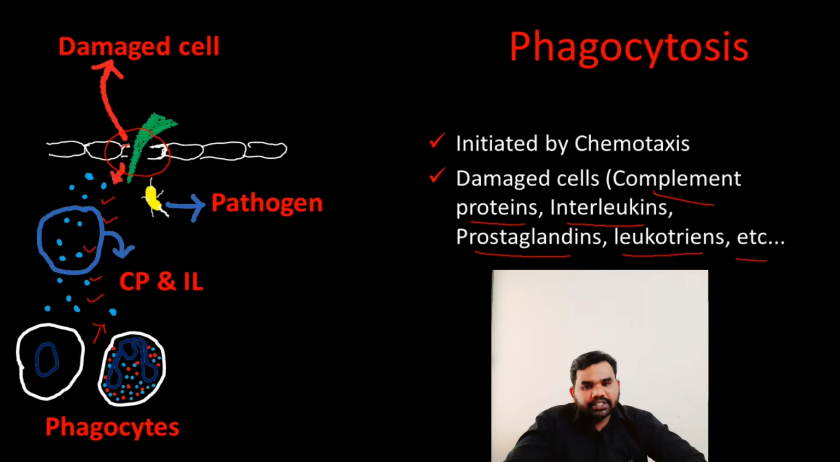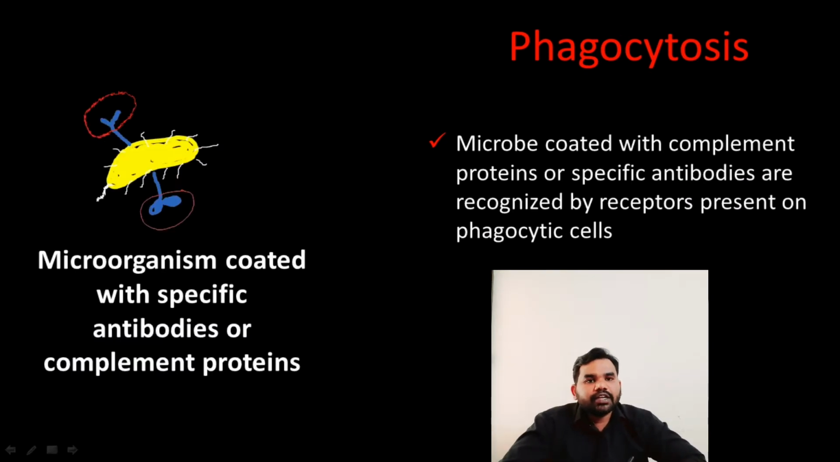So when these chemicals are released, our phagocytic cells will move towards the damaged site. In the same site, we can also find microorganisms. At the same time, whenever there is a damage, the microorganisms will also get a chance to enter into the human body. So here you can see it is labeled as pathogen. When injury has happened, the damaged cell will release the chemicals, and at the same time the microorganisms also will enter into our body. Once the microorganism has entered, the damaged cells will release the interleukins or complement proteins. That complement proteins will attach to this microorganism.